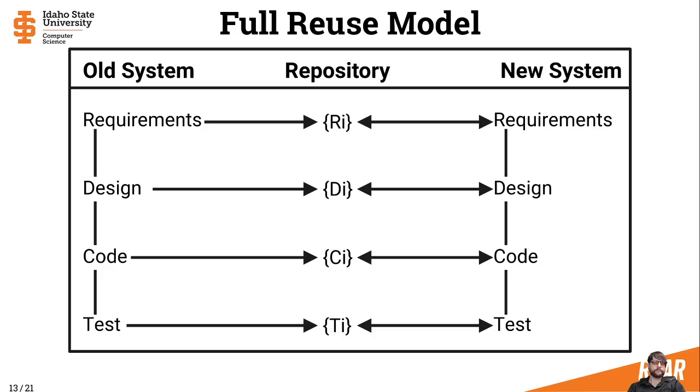So it looks something like this. We're going to go through the old system, looking inside the repository. Our old system's requirements, design, code, and test all go into the repository as different components of that repository. Then, to build our new system, we're going to pull existing artifacts from it, and the i here represents the ith iteration of the system.